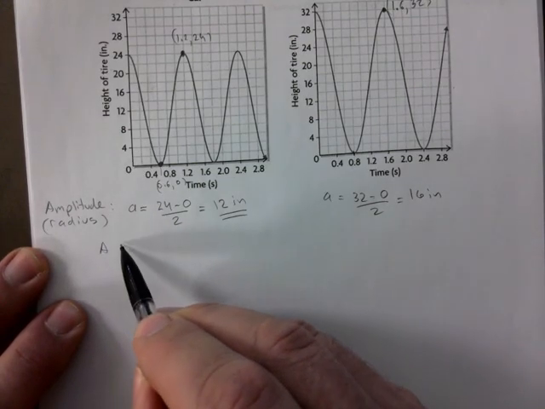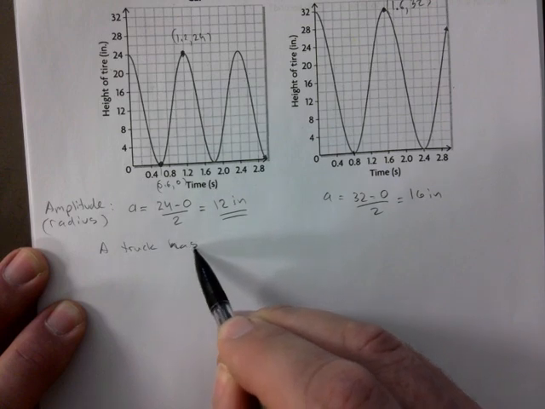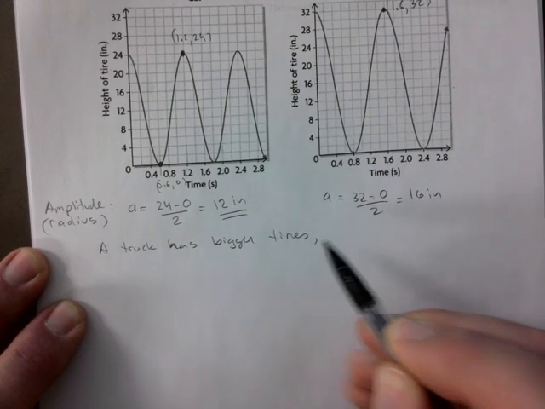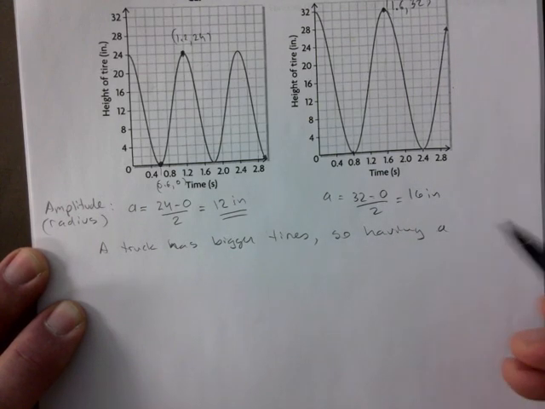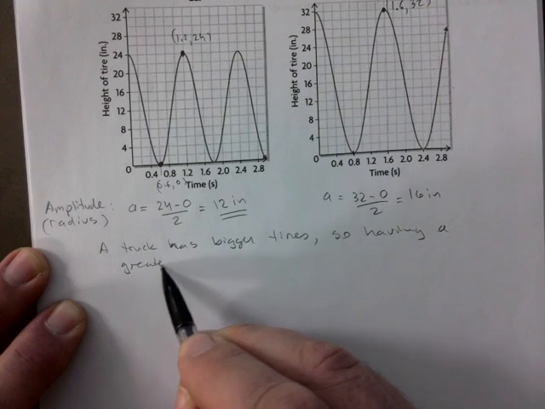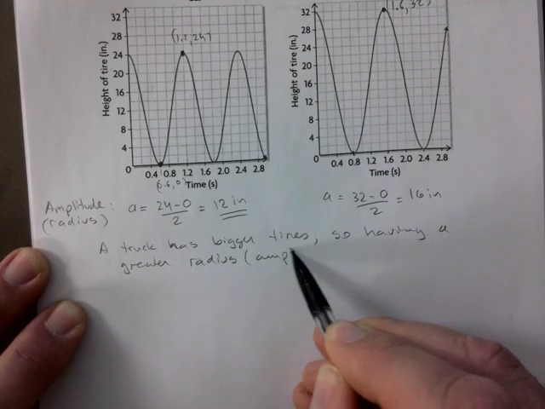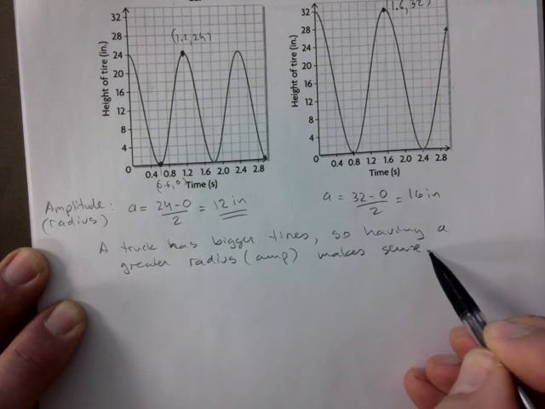A truck has bigger tires, so having a greater radius, amplitude, makes sense. So we just compare that.